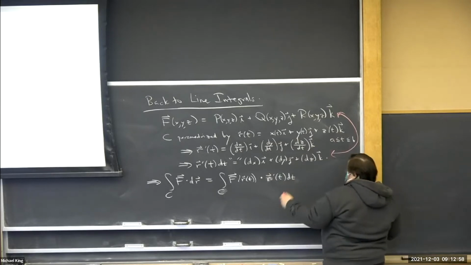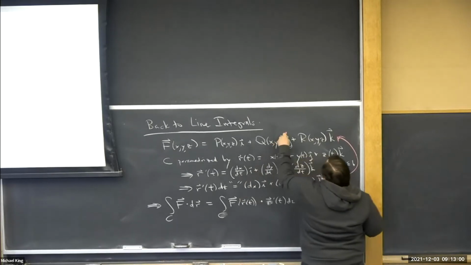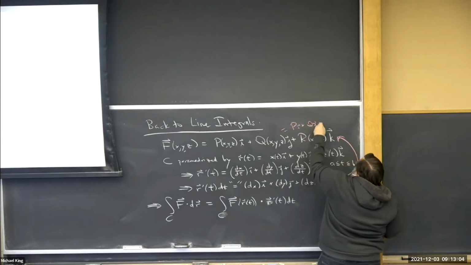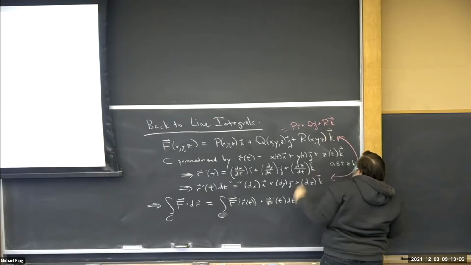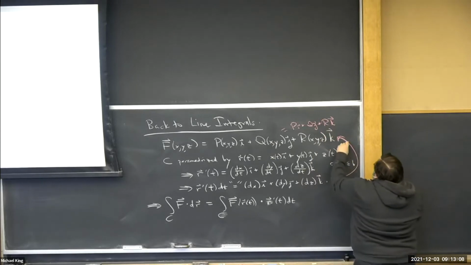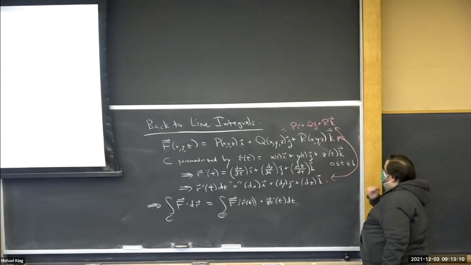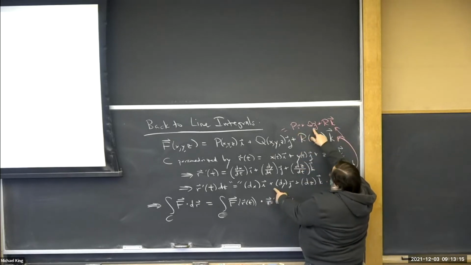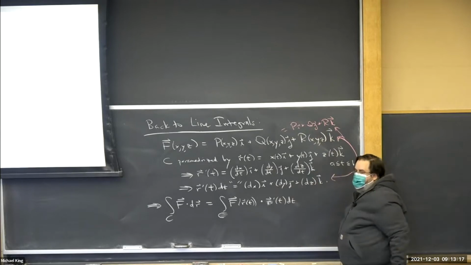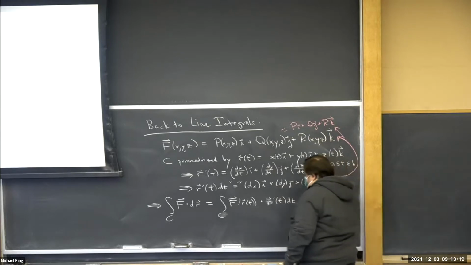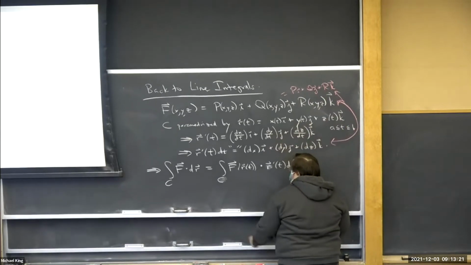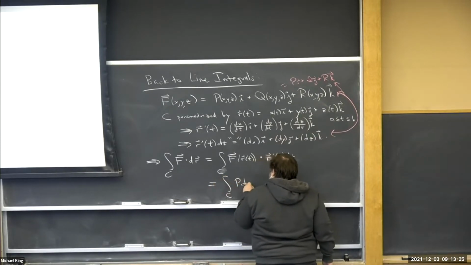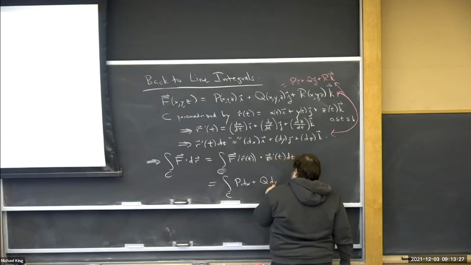So if we dot these together, and if I write F as Pi plus Qj plus Rk, like that, do you see what you get? You get P dx plus Q dy plus R dz if you dot them. And so that's where that notation from the handout comes from. So that can be written as P dx plus Q dy plus R dz.